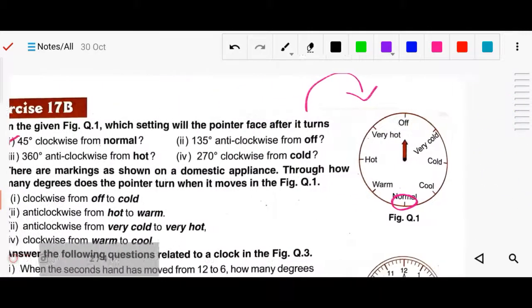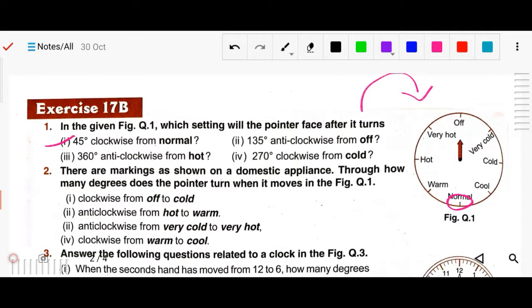So here you can see, 45 clockwise from the normal: 90 would be here, but it will move only 45 like this. So where will it reach? Warm. Its answer will be warm. Okay, understood? Next, number 2, anti-clockwise 135 from off.